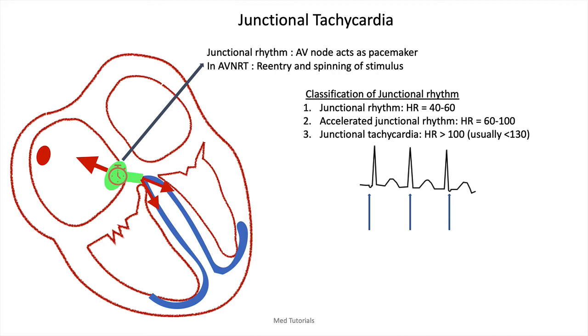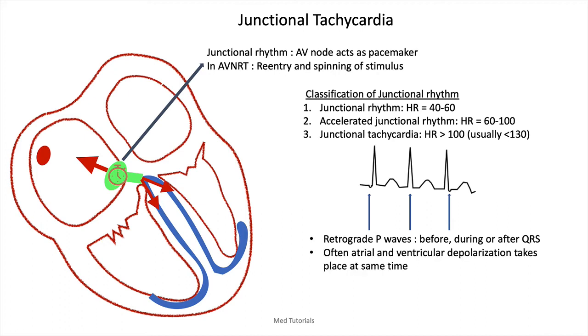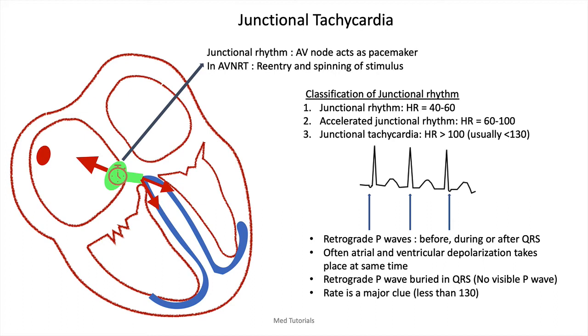Now these P waves can appear before, or they might be embedded in the QRS complex, or they might come after the QRS complex. So you have these retrograde P waves. Very often they might be embedded in the QRS and you might not get any P waves at all. That's because atrial and ventricular depolarization takes place at the same time. So that is why we don't see P waves, because they are sometimes buried in the QRS complex.